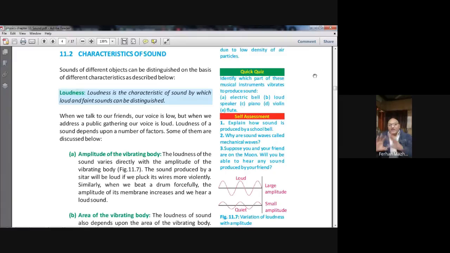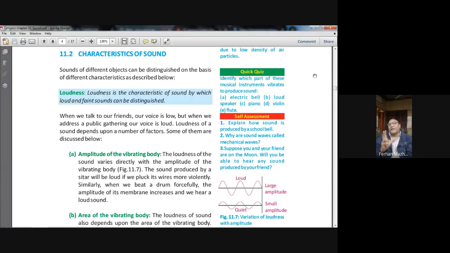The loudness of a sound depends upon a few factors, and you should know those factors. The first factor of loudness is the amplitude of the vibrating body, from wherever the sound is being produced. Whenever sound is produced, the source of the sound always vibrates, and the amplitude of the vibration decides what will be the loudness of the sound.